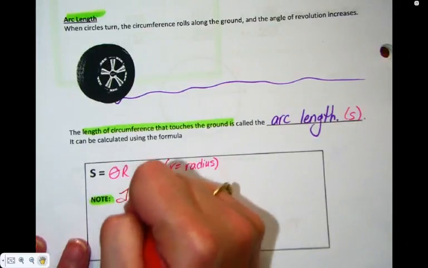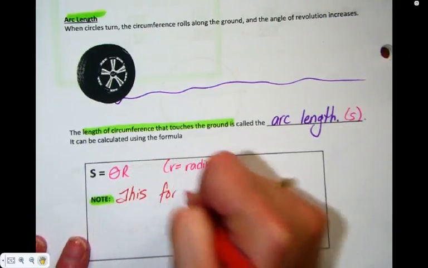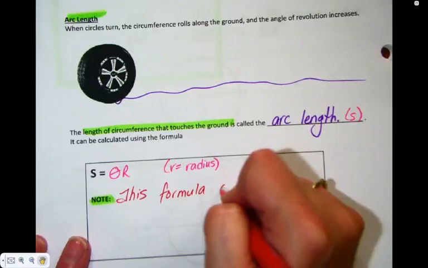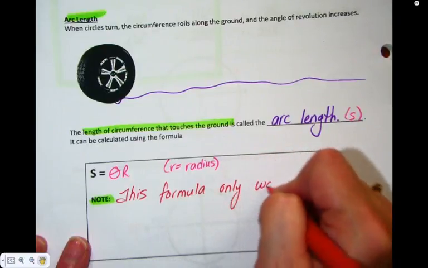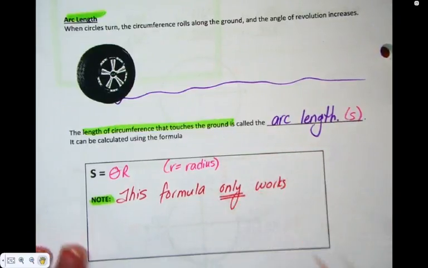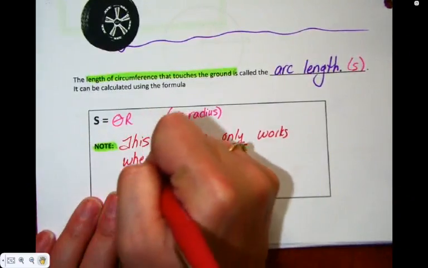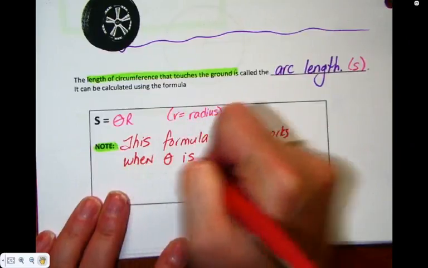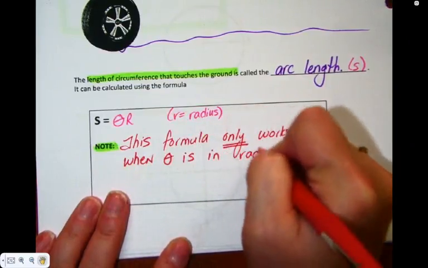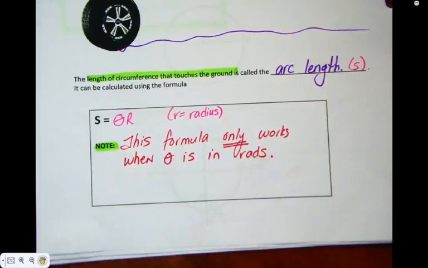This formula only works, and then I underline for emphasis, only works when theta is in rads. And that's why you've never seen it before, because you didn't know rads before. This will not work in degrees. You will not get the right answer. Theta has to be in radian measure for this formula to work.